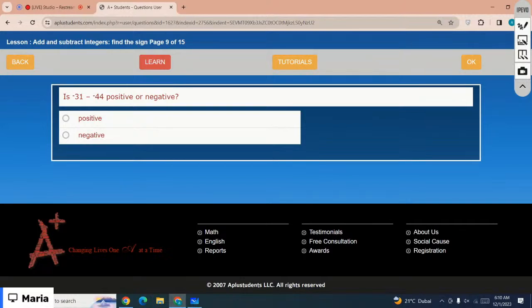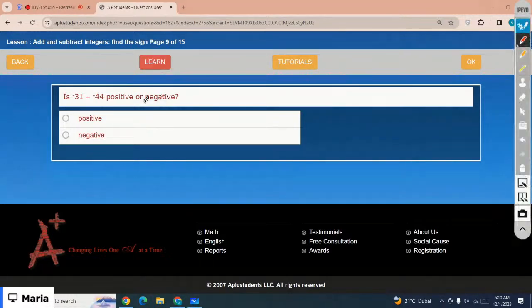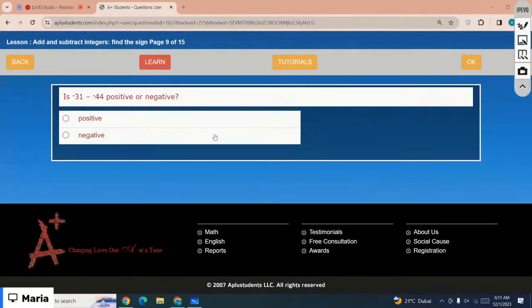How? Here you have negative 31 minus negative 44. That means subtracting a negative integer is the same as adding. It is like this, right? You can see now 44 is a greater number. 44 is positive. The answer must be positive, right? Because if that were an addition of two negatives, the answer would be negative. But here you have a subtraction of a negative. Subtracting a negative integer is the same as adding. So it would be negative 31 plus 44. Now 44 is a positive number. Yes, that is positive. The correct option is positive, right?